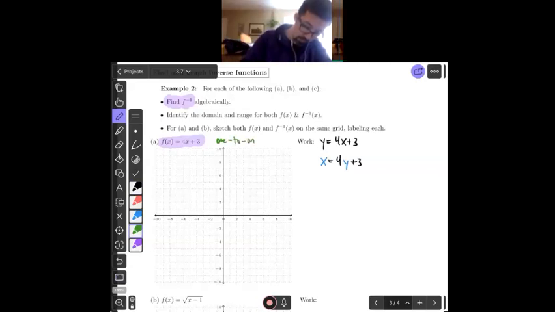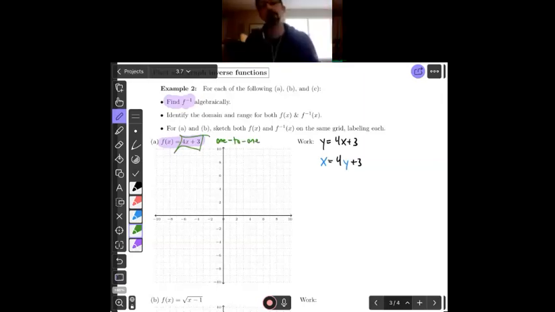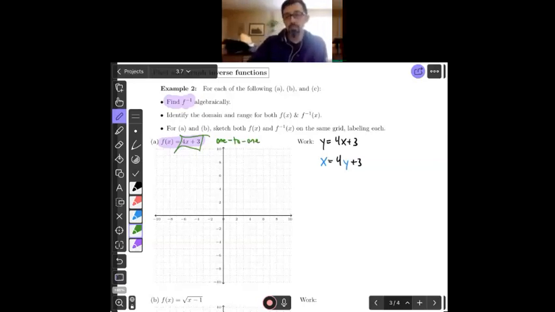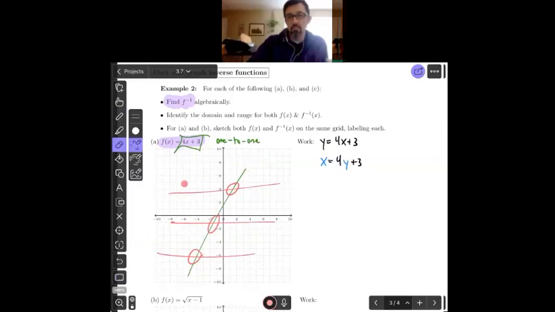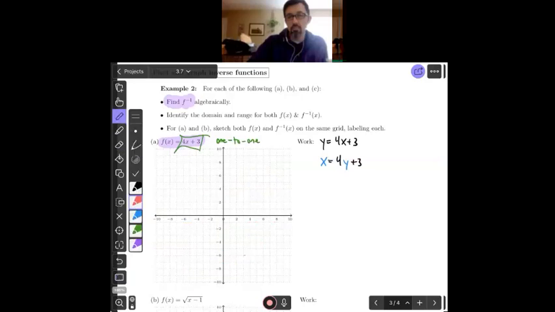Is this even doable? What's this a graph of? If we graph y equals 4x plus 3, what are we going to get? It's a line, right? Is that line going to be one-to-one? Does it pass the horizontal line test? It's only ever going to hit once. So yes, it is one-to-one. So this problem is doable. So just check that real quick, to make sure we're not wasting our time. It is one-to-one. Check.